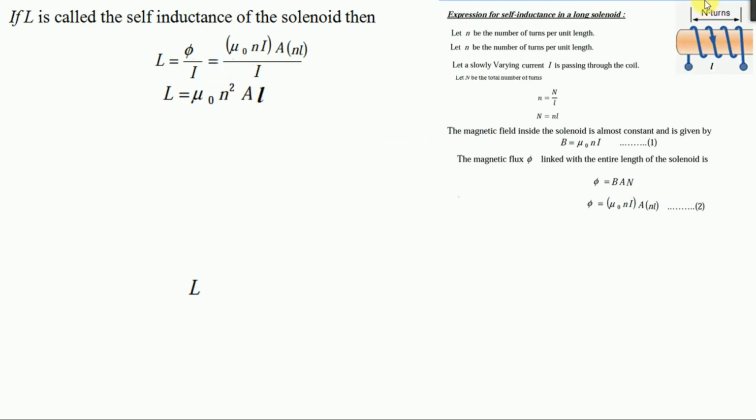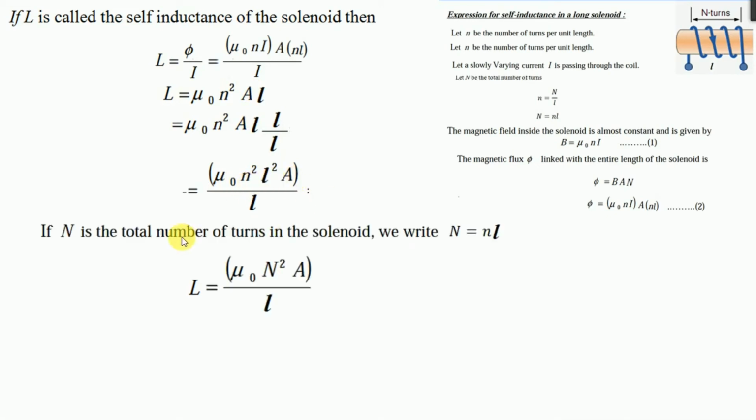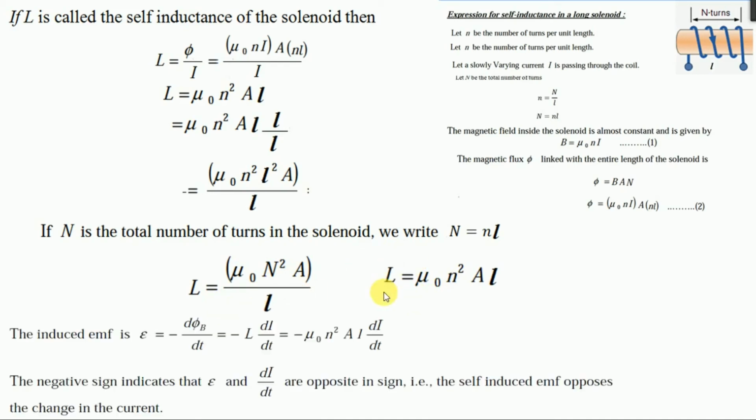Now I want to put capital N in the equation. So in order to put this N, I will multiply and divide by L this side. Now inside I'll get n square L square, and n square L square is capital N square. So the final expression is L is equal to mu naught N square A by L. And we can use this formula also. In some cases the total number of turns will be given, and in some questions the number of turns per unit length will be given. So you have to choose the formula accordingly.